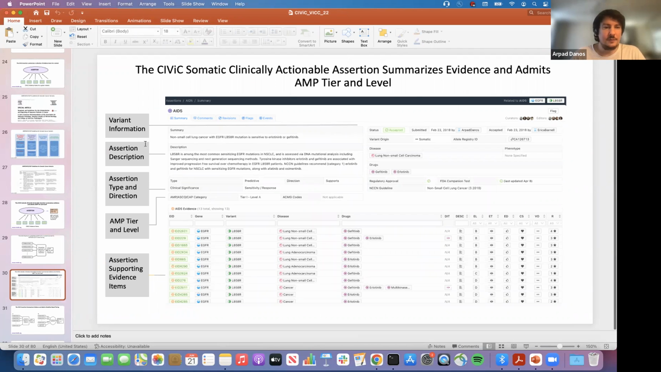It's got the variant information, assertion description, assertion type and direction: type predictive, direction supports. It's a clinical significance of sensitivity response. The AMP-ASCO-CAP category is tier 1 level A. And then the supporting evidence items.